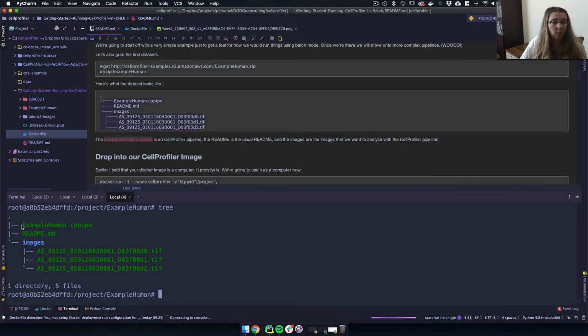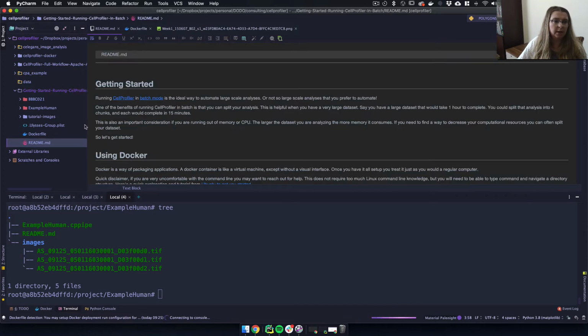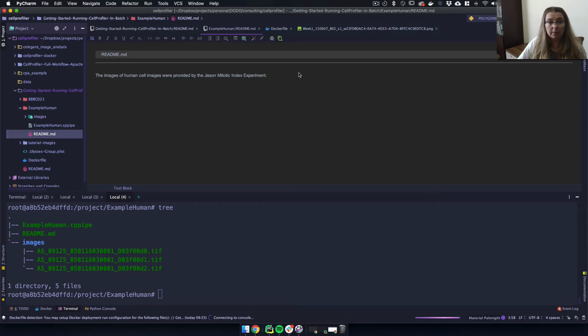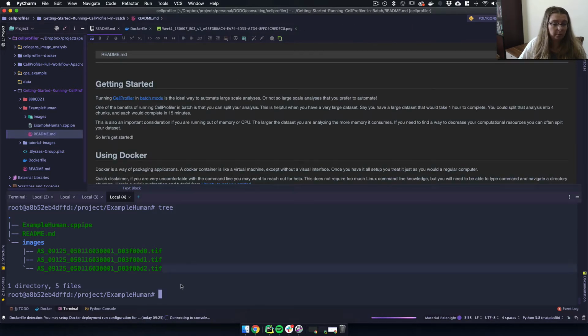Okay, so you can see we have our example human.cppipe, which is the CellProfiler pipeline. We have a README. There wasn't much in the README. It just says where the data, no, it's a different README. It's complicated having a million READMEs. Yep, so these are images of human cells provided by the JUMP mitotic index experiment. I'm assuming that you guys know what that is. And we have some images.